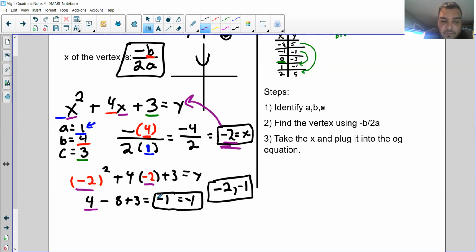-2 squared is a +4. 4 times -2 is a -8. +3, nothing happened to him. -4 minus 8 is -4. And then -4 plus 3 is -1. So we got our coordinate point for our vertex, -2, -1. And that's what I want to practice today, just getting our vertex. We'll deal with graphing and making the table next time we have class. So we're just focusing on getting the vertex.